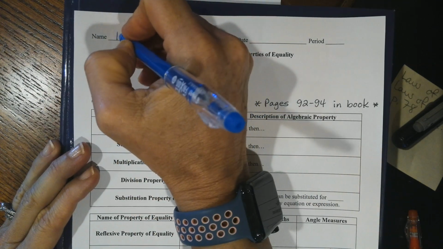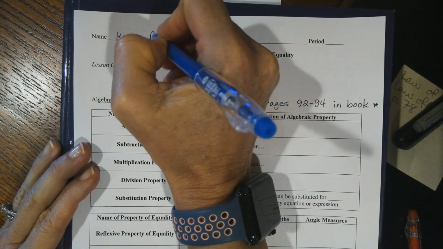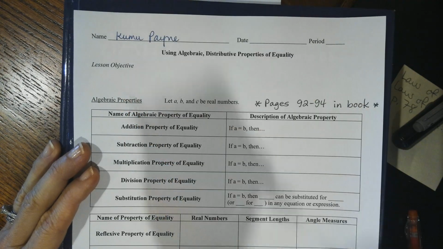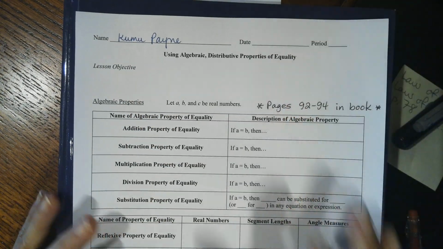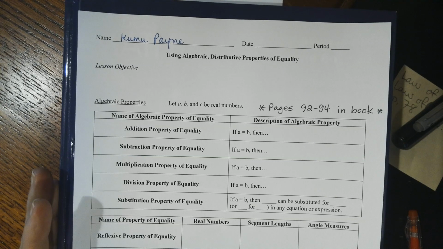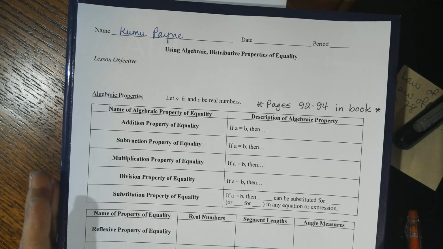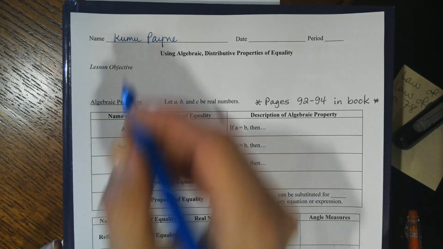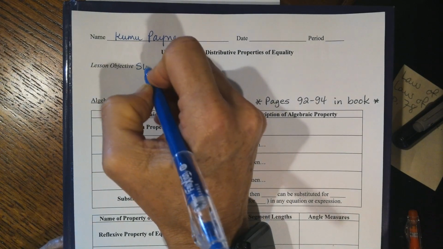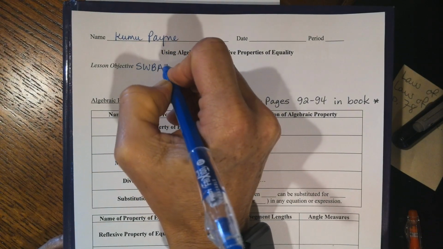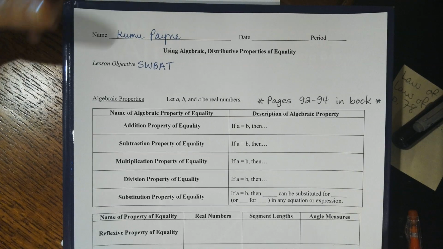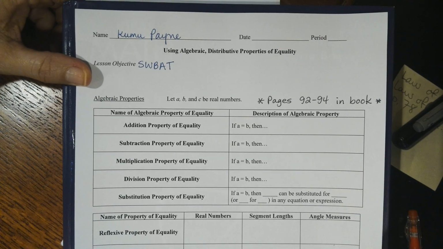First, let's start by putting our name on it. I think you should always put your name on your paper and whatever period you're in. Now, the lesson objective is very simple. It's students will be able to, if you've never seen the SWBAT before, that's what that stands for.